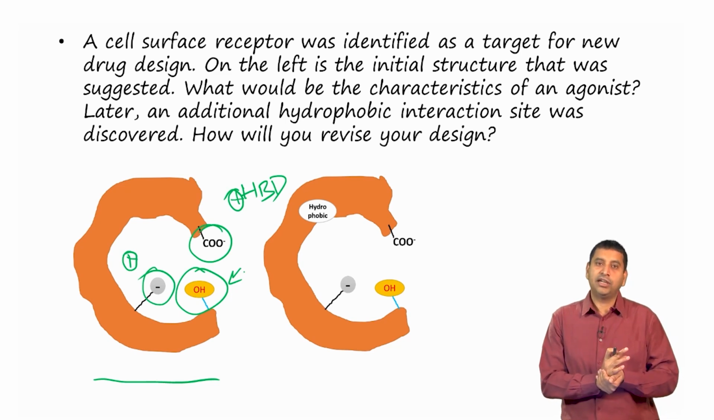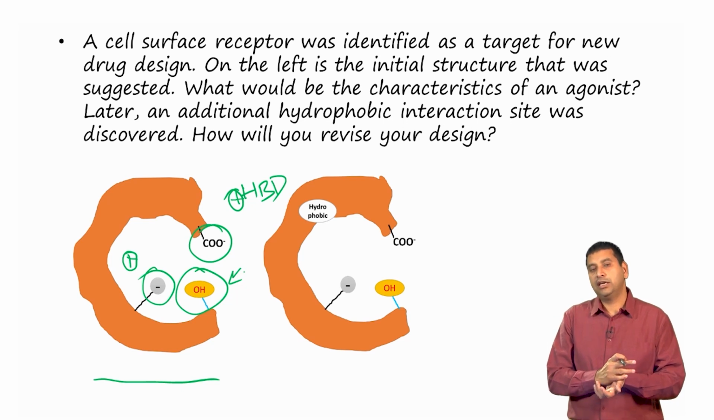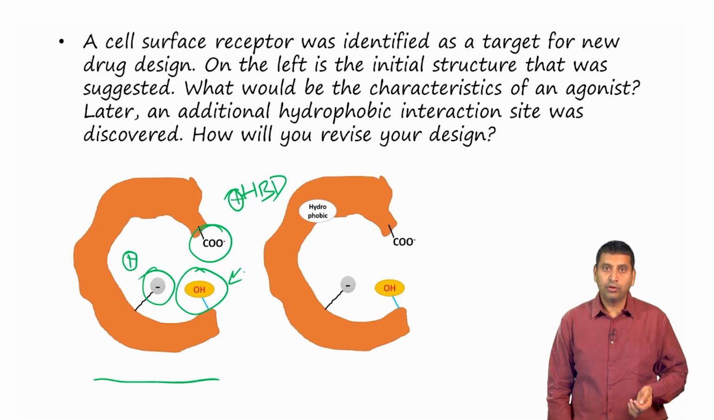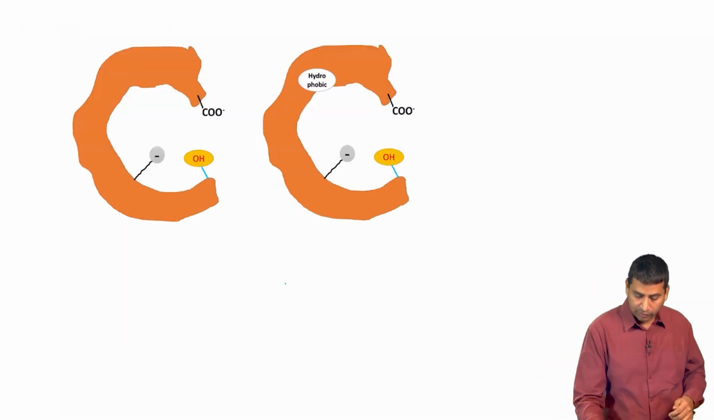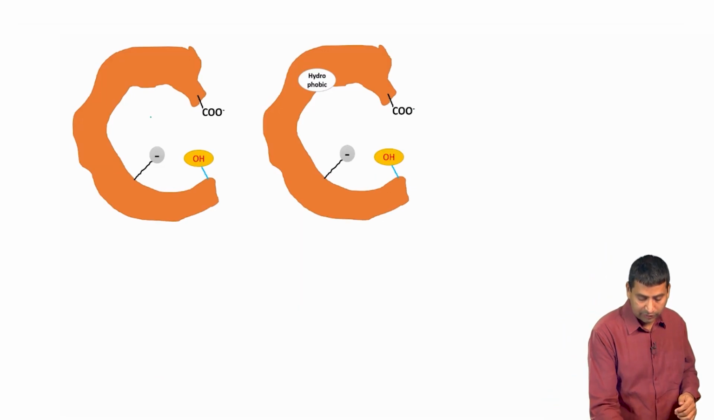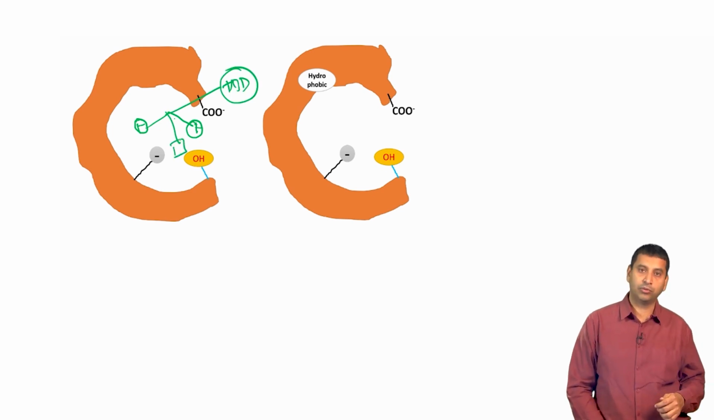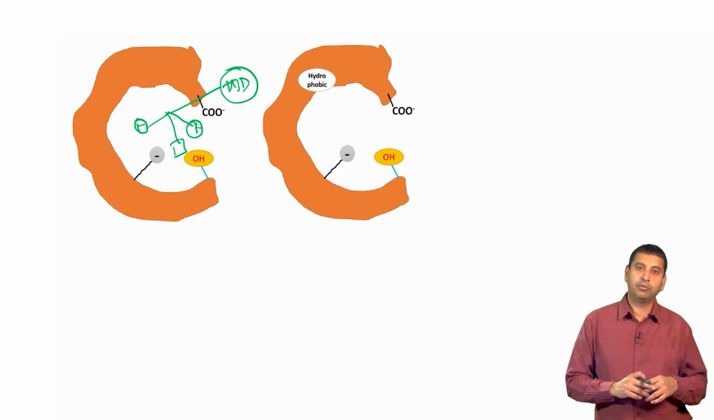But the question is that later, while doing this study, they found that an additional hydrophobic region was discovered. So, now the question is, how will you revise your design? If you want to revise the design, let us draw out again the molecule that we are looking at. So, maybe we will have a positively charged species here, and then there is going to be another positively charged species or a hydrogen bond donor over here, and then there is going to be a group that does hydrogen bond interaction with the hydroxyl group. So, let us say we come up with this type of a molecule.